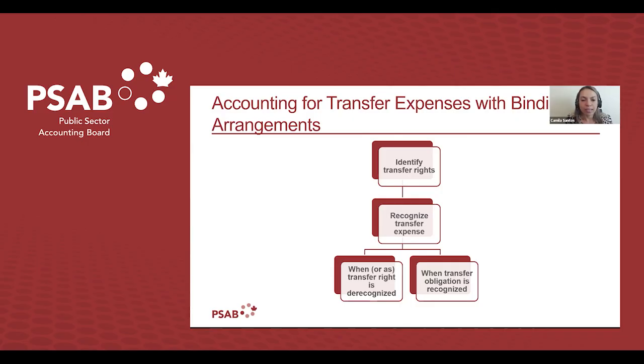In some binding arrangements, it may not be possible to identify aggregations of rights to have the transfer recipient satisfy its obligations that are distinct. In such cases, the entity identifies the binding arrangement as a single transfer right. The resources transferred are derecognized in accordance with the relevant standard.